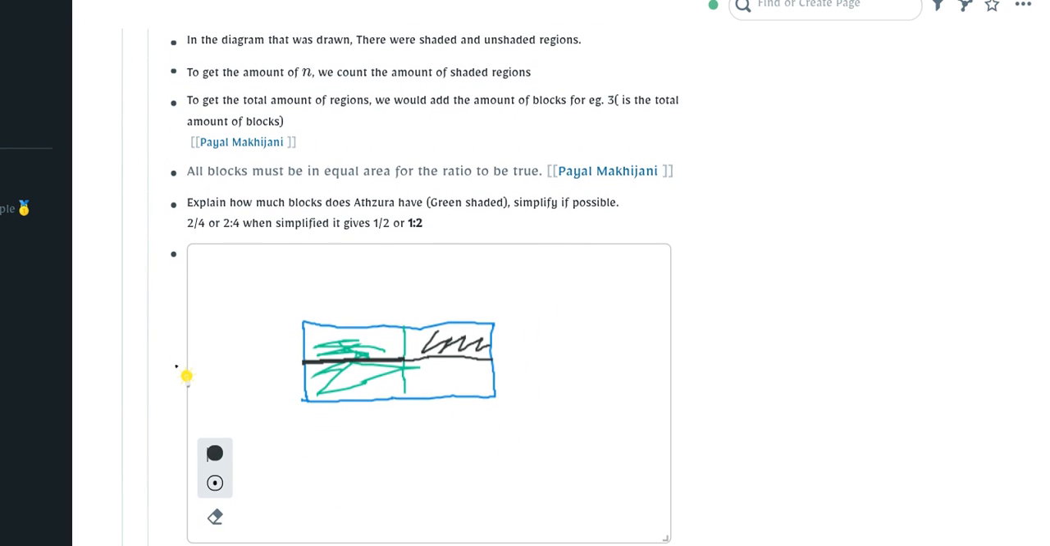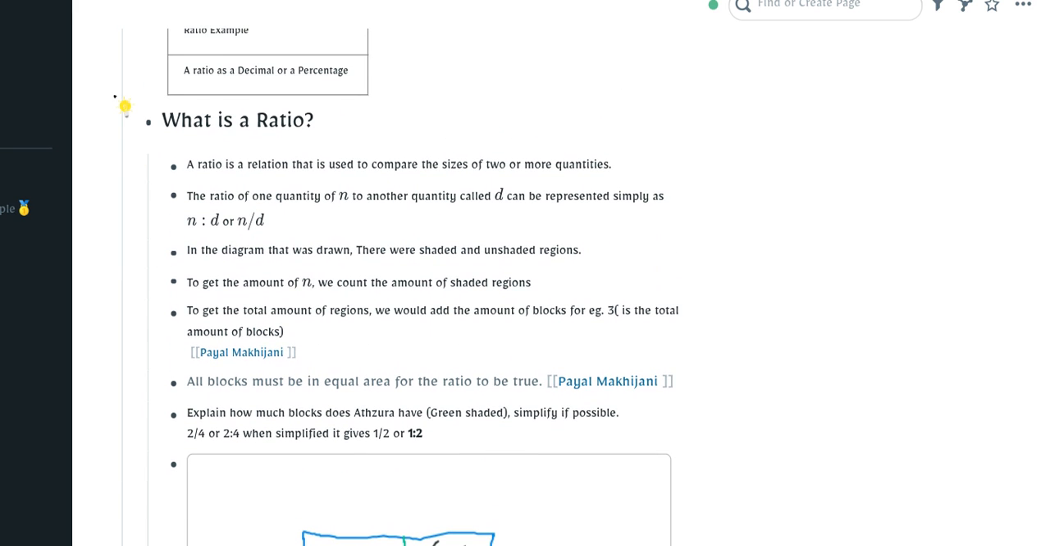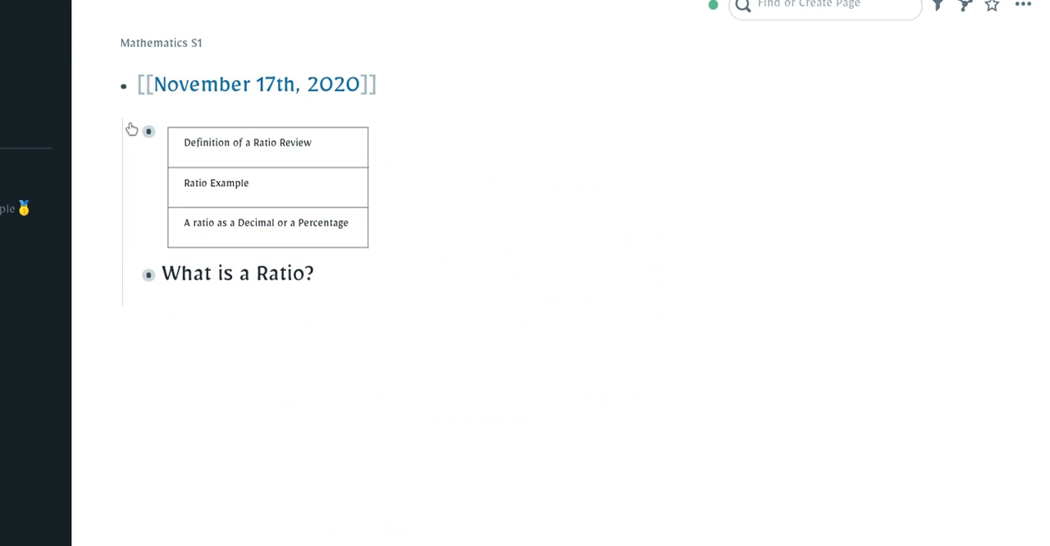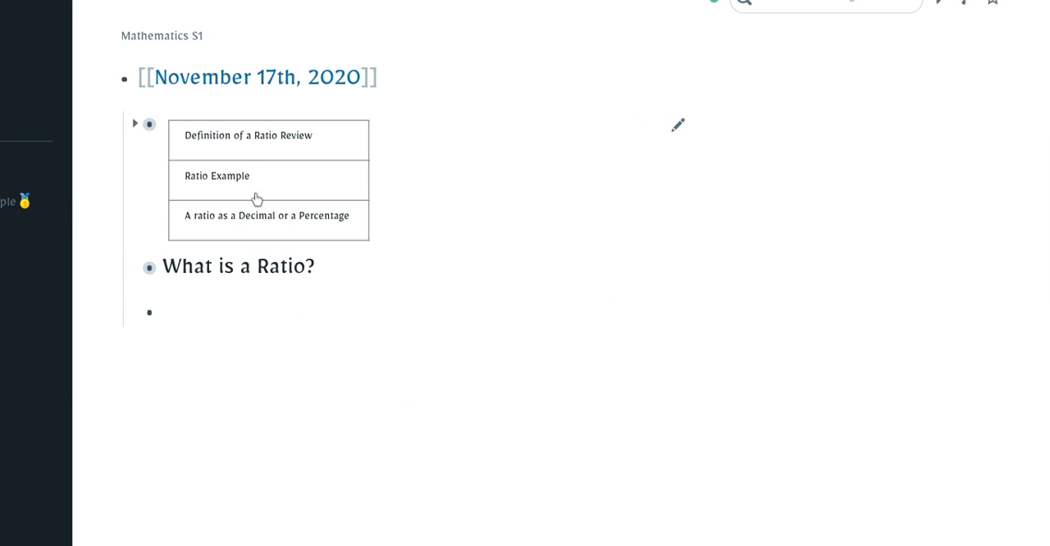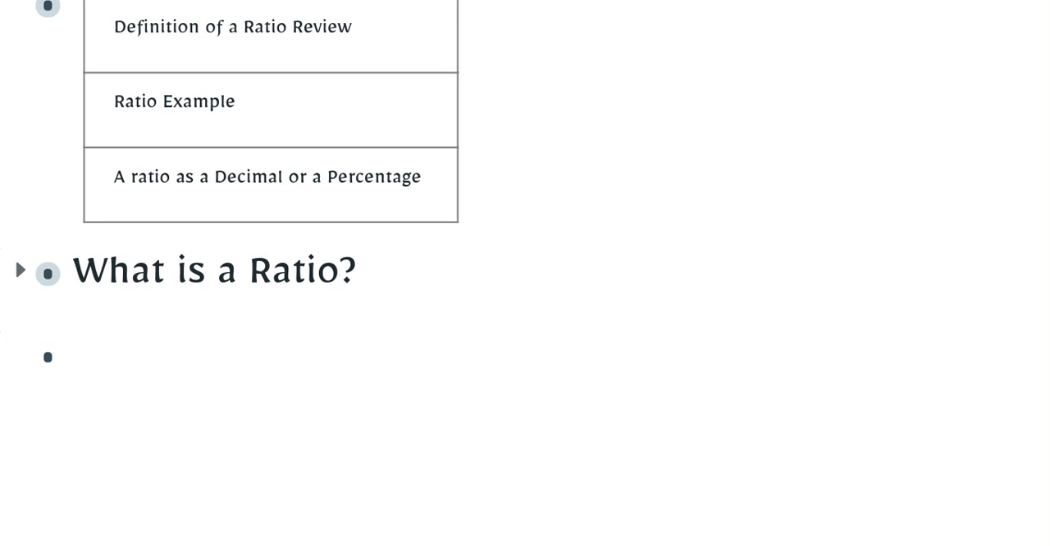So that is the real introduction to ratios. Everybody understand? Yes, sir. All right, good. So we can close this up because we know what a ratio is now. Let's move on, because we just did the ratio review and ratio example. We're going to do a ratio as a decimal or percentage. How could I represent that Ath0 has a half as a decimal or a half as a percentage?